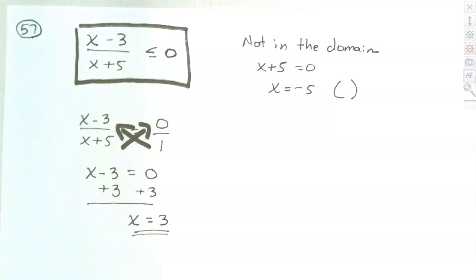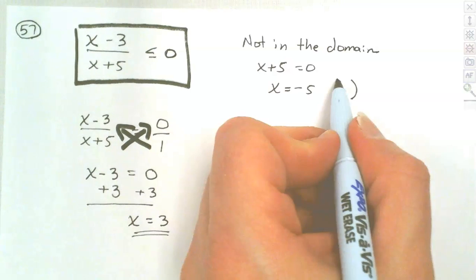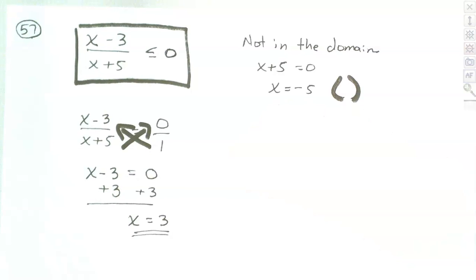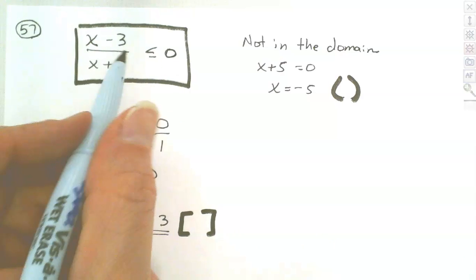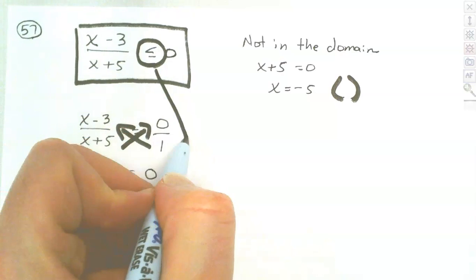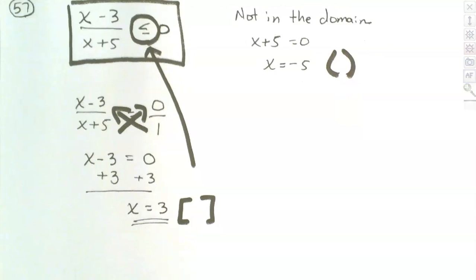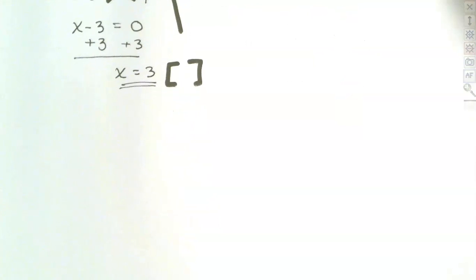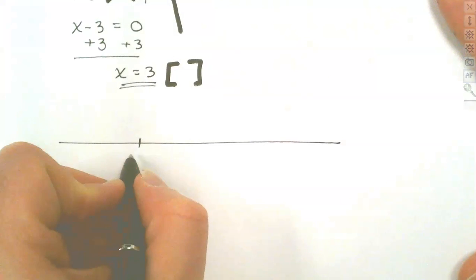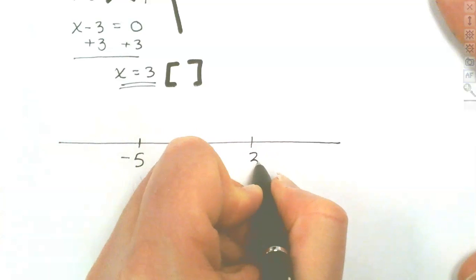Now, the first one was negative 5, and it got parentheses. What about the 3? Well, the 3 is going to get square brackets. Why? Because of that. So when we plot these and graph them, one of them has parentheses and one of them has a square bracket. And we'll take a break after this question. So we'll put these on our number line here. We've got negative 5 and we've got a positive 3.